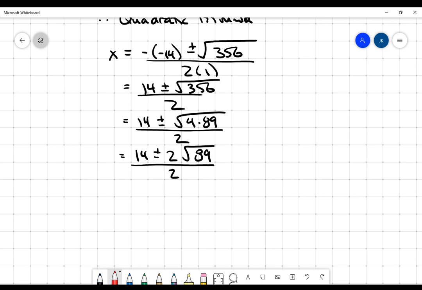Now, I can distribute the 2 to both of those terms. That is frequently a common mistake made there, where the 2 does not get distributed to both terms, but I can do that. So 14 divided by 2 is 7, okay, plus or minus. And when I divide those 2's, I'm going to get 1 here, so it's going to be 7 plus or minus the square root of 89, okay? And that's the solution that we are looking for.